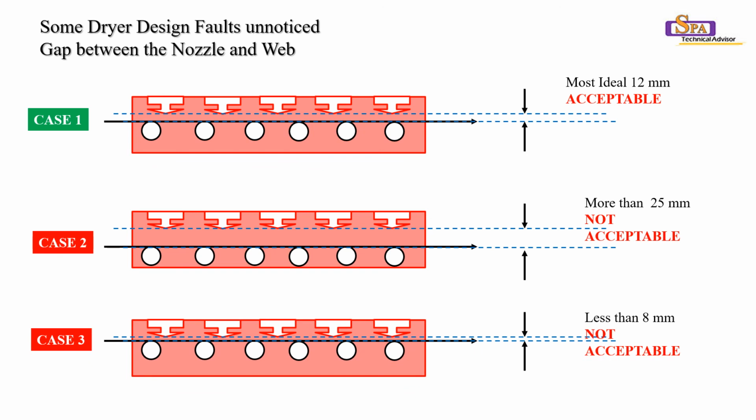Case number 3 where the gap is hardly 8 millimeters or less. This is also not acceptable because the drying will not be correct, and there are chances that due to excess exhaust or air pressure loss from the blowers, the coated web can get in contact with the nozzle and chances that it can get stuck. So this is not acceptable.